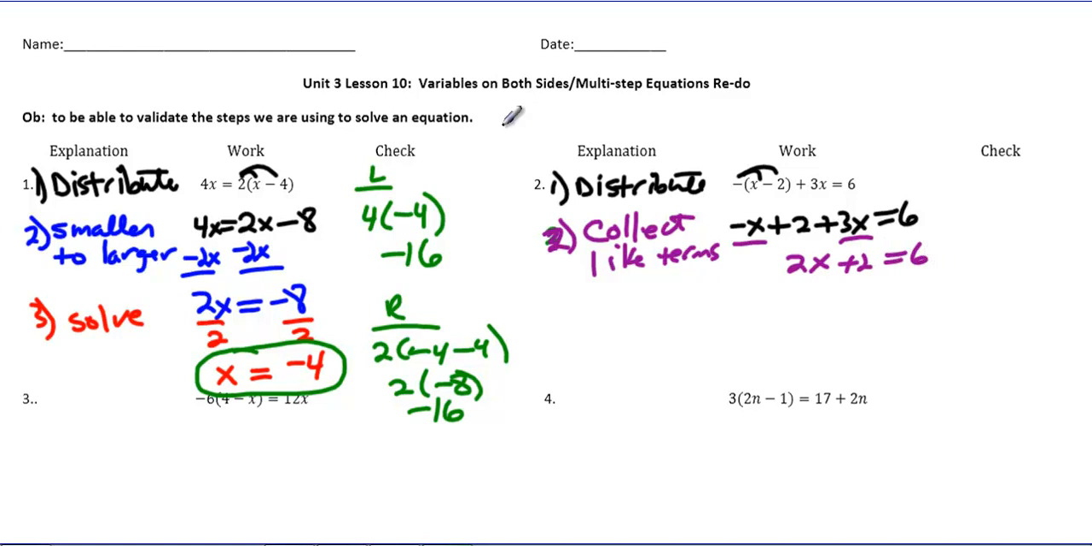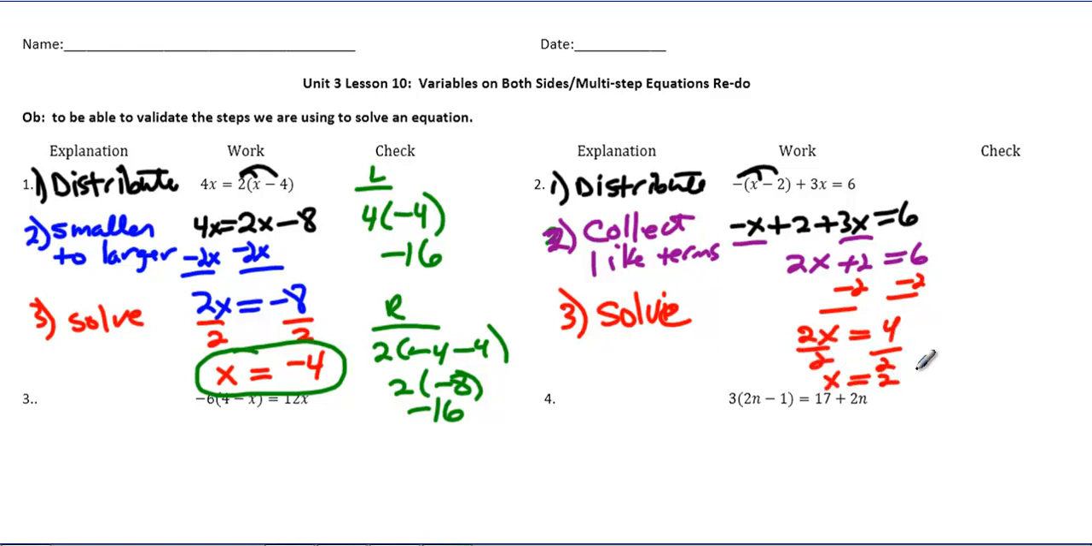Now from here, I'm at a point where step 3, I could say I am going to start solving. I'll just say solve. So we subtract 2 from each side, I get 2x equal to 4, divide by 2, x is 2. And let's go ahead and do our check.